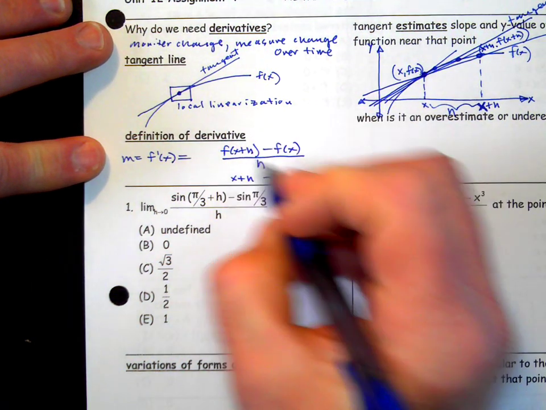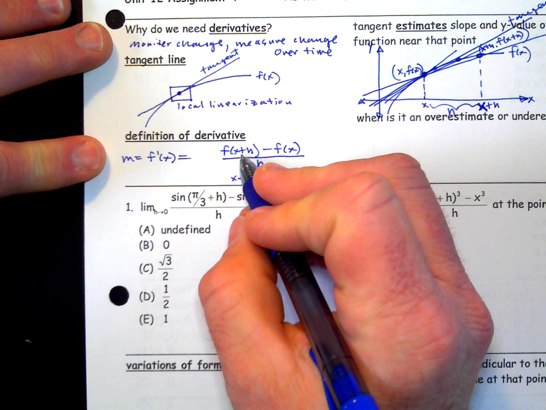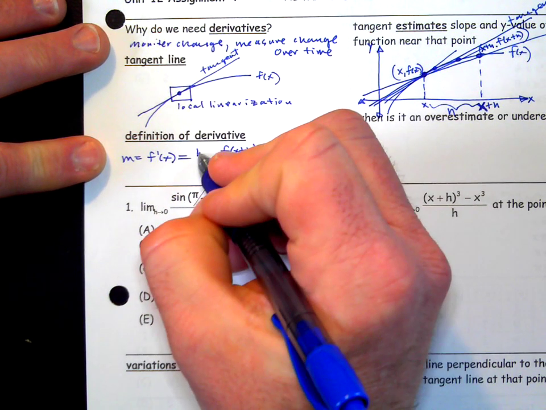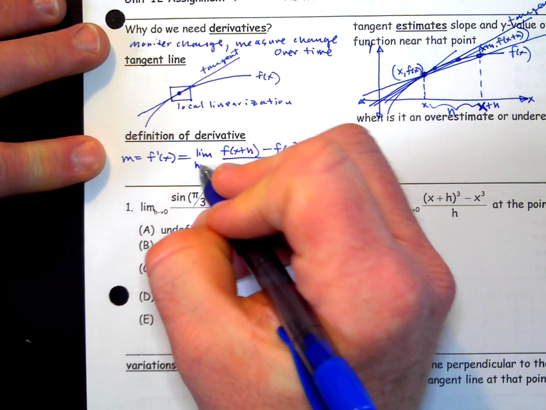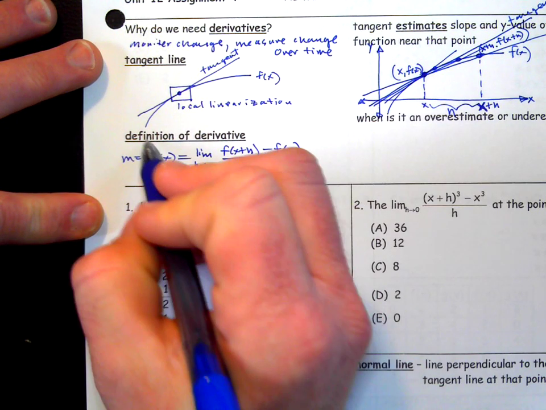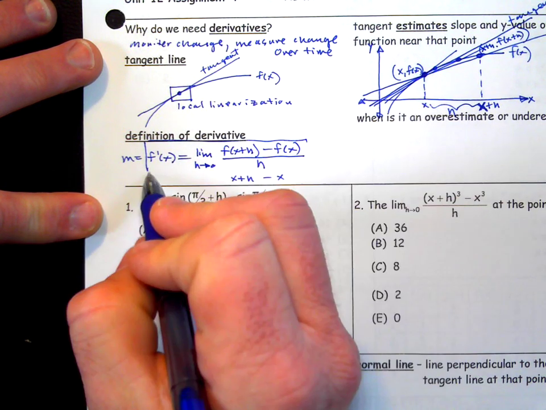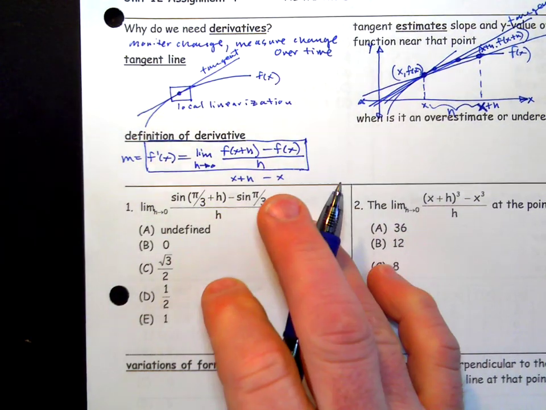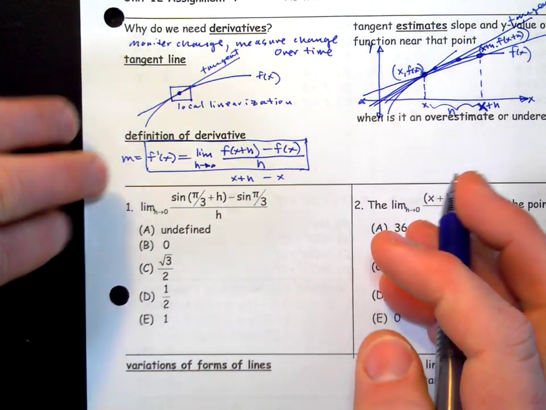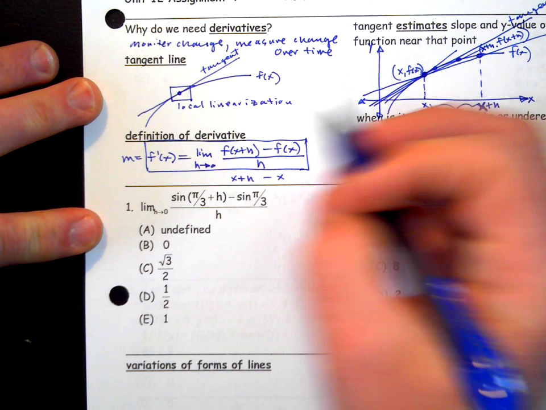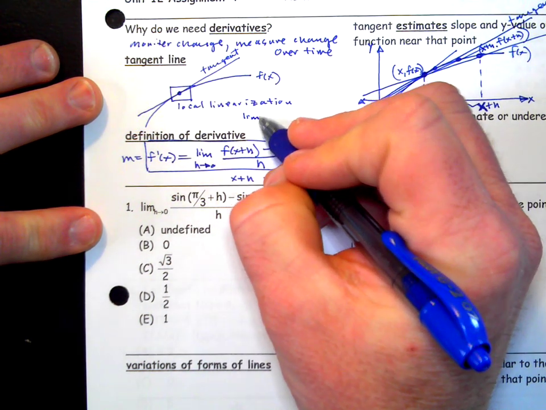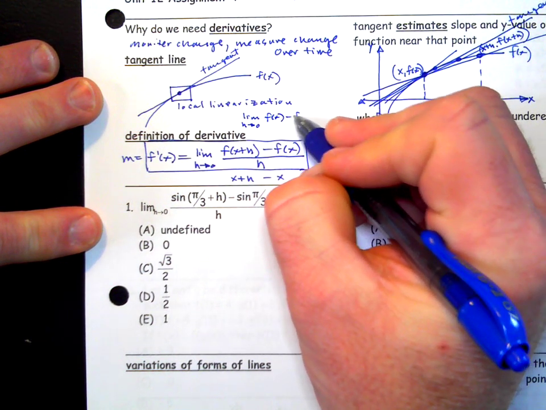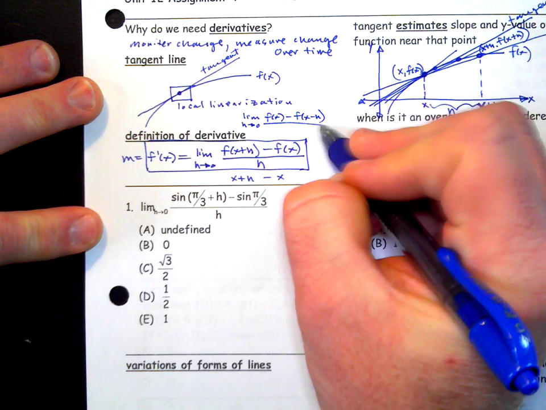Now, this is an estimate, but if we move this second point, x plus h, infinitely close to the first one, then it approaches the exact answer. So that's where the idea of a limit comes in. The limit as h goes to 0. And this is the definition of the derivative. Now, there's a few other versions of it. That's a right-sided definition. You could use a point to the left instead, and that one would be the limit as h goes to 0 of f of x minus f of x minus h, over h.